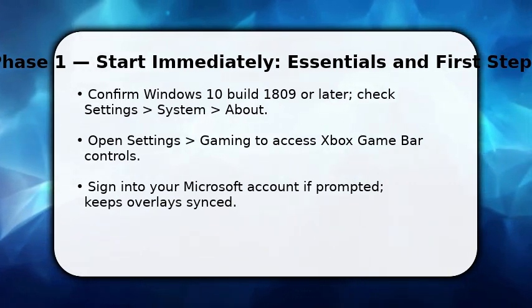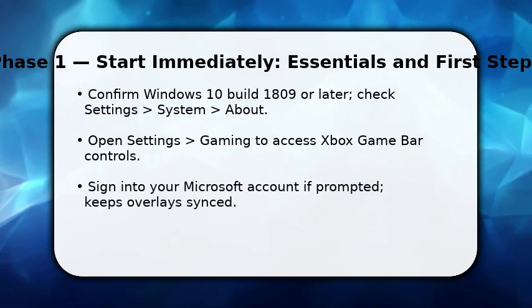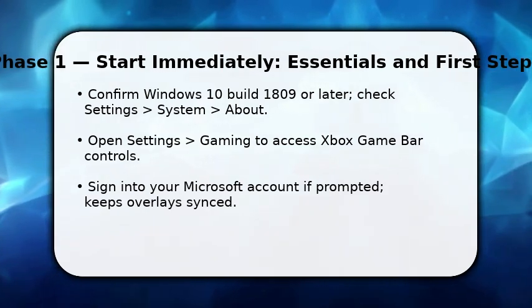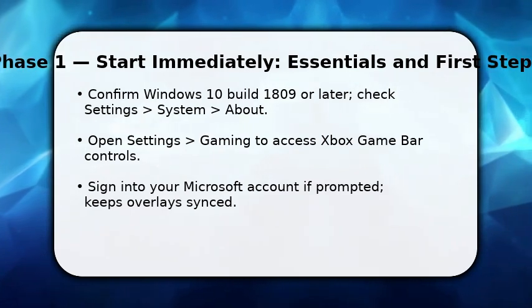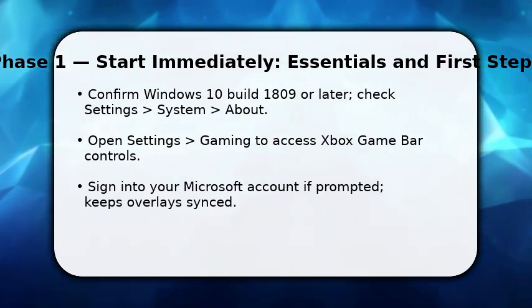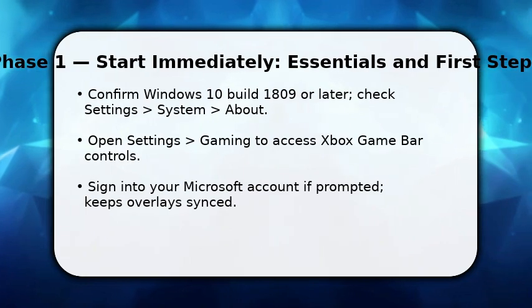Now toggle the Xbox Game Bar switch to on. This is the first actionable step that enables the overlay and prepares the system for the next configuration. Next, configure how the game bar records and responds.